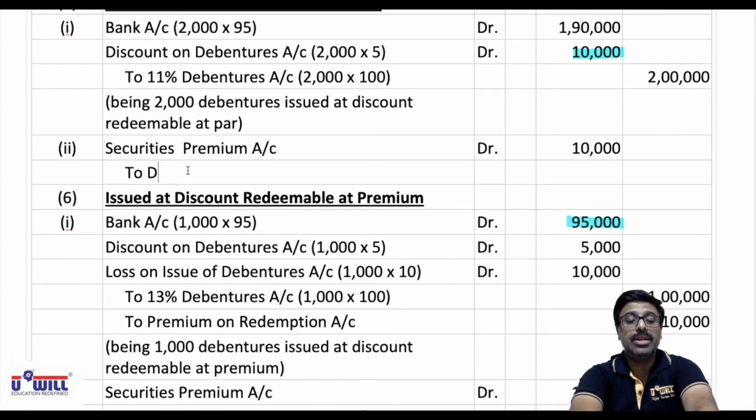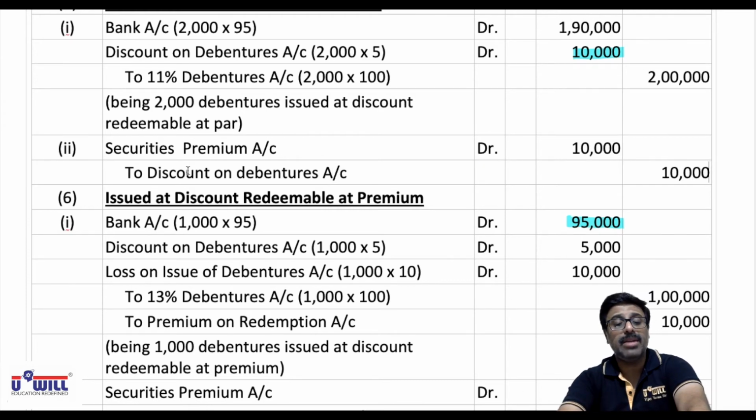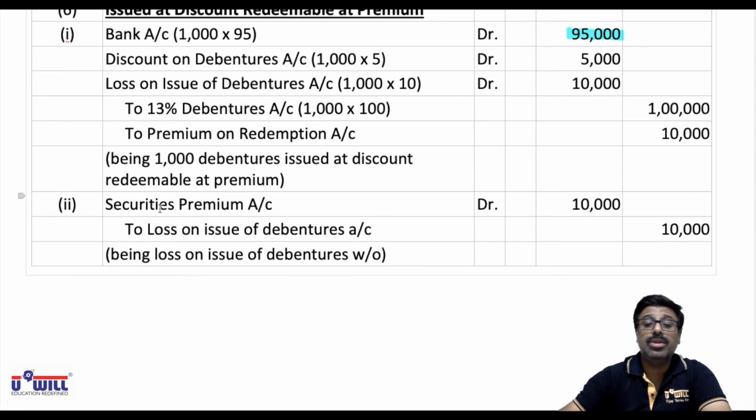Discount on debentures account, that would come with 10,000. Okay, narration I am not making you. That being discount on debentures written off, and the same would happen over here also. This 5,000 of discount will also be written off.